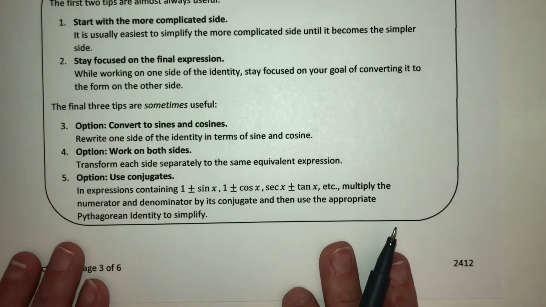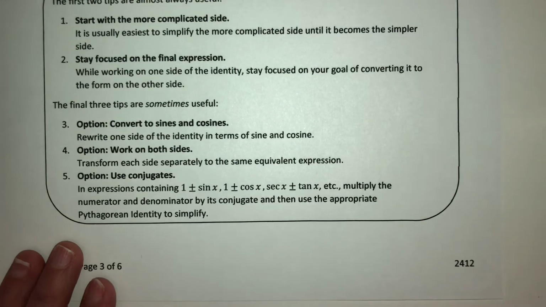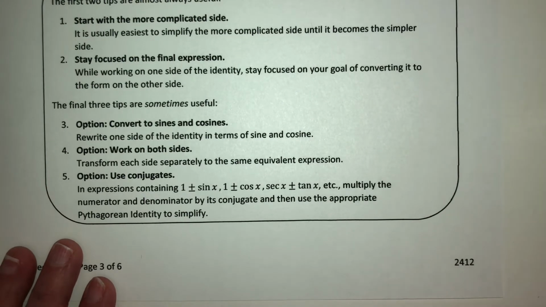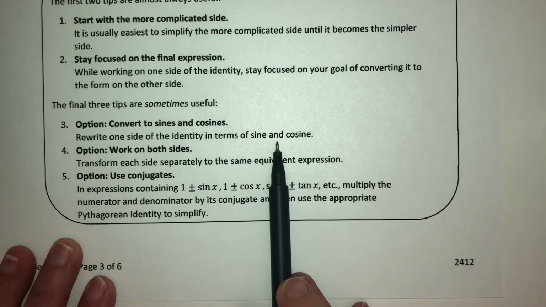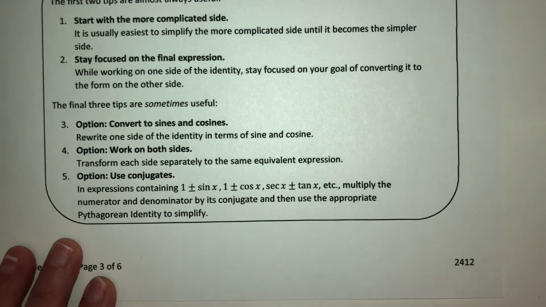Now the final 3 tips are sometimes useful. They're not appropriate for every problem. You may want to rewrite everything in terms of sine and cosine. It often works. It often gets really ugly, and there are usually easier ways to get it done, but it is an option.